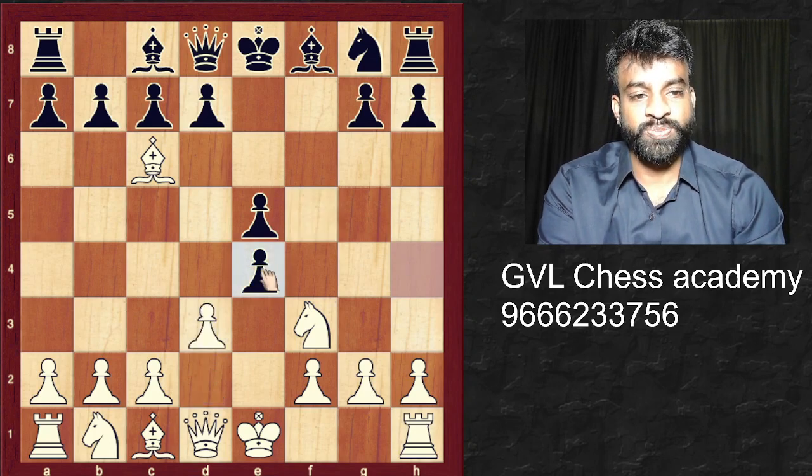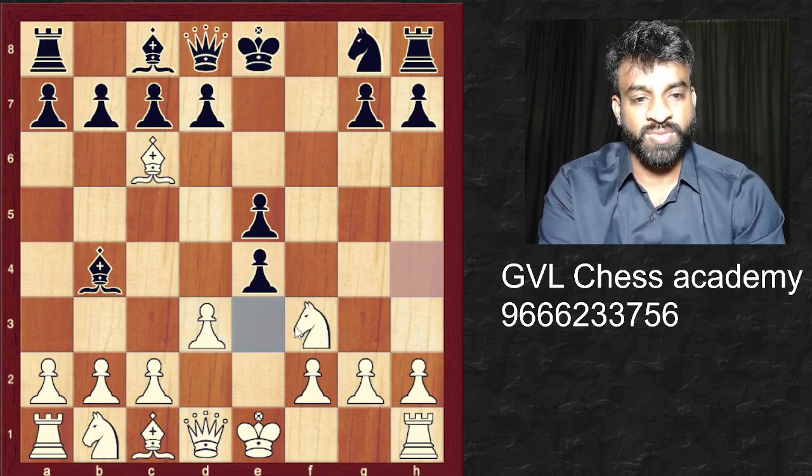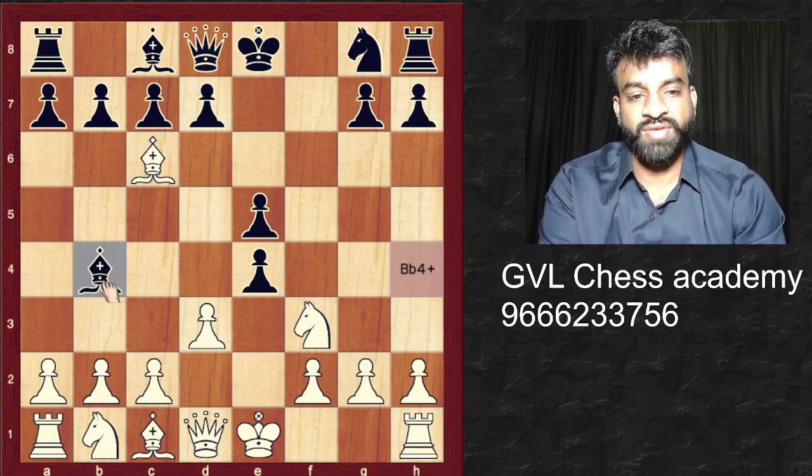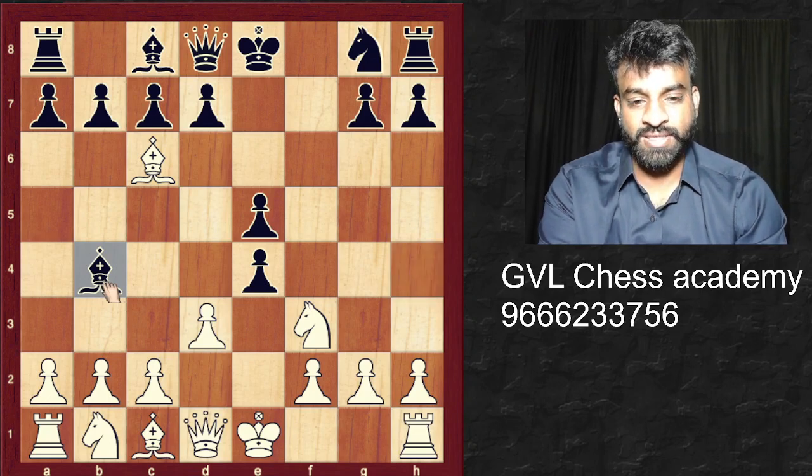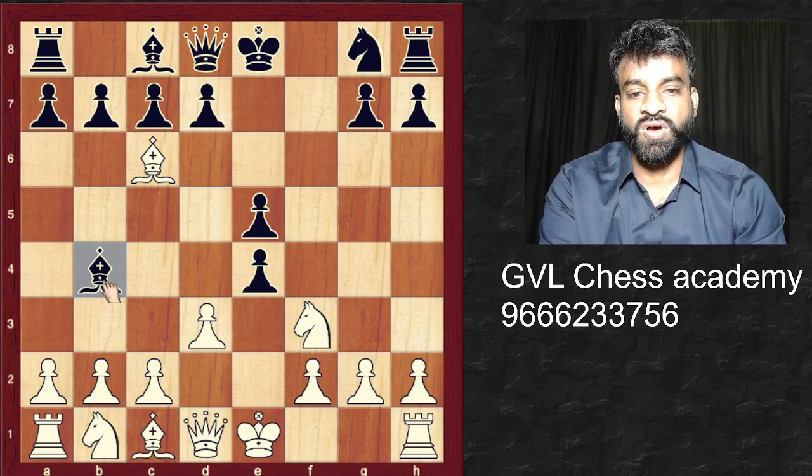White moves his pawn to d3. So this is called d3. And black responds by checking with his bishop. When a move places the other side in check, put a plus symbol. What is the check symbol? Plus. So now bishop b4, Bb4, and it's a check, right? So you need to mention the check symbol, plus. Bb4+. So this is called algebraic notation.